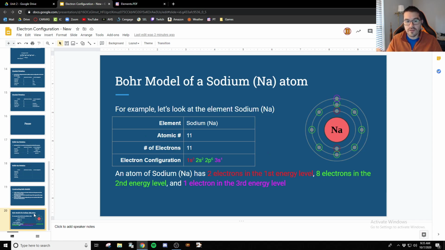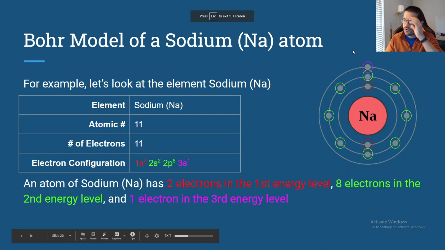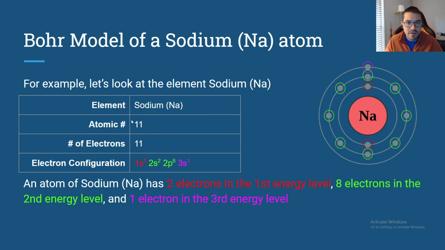And I just have one slide to show you. We're going to do a real life example of this in class using my document camera, but just for the purposes of this video, let me show you what we've got going on here. So this is for the element sodium, okay? It's atomic number 11, right, which means it has 11 electrons. I've written out the electron configuration here. An atom of sodium is going to have its protons and neutrons in the nucleus, right? But the electrons are outside of the nucleus.